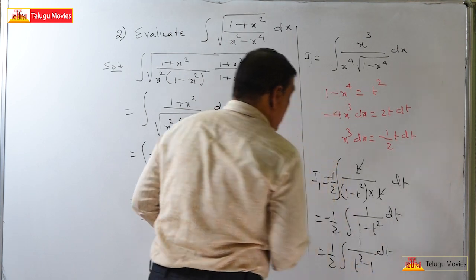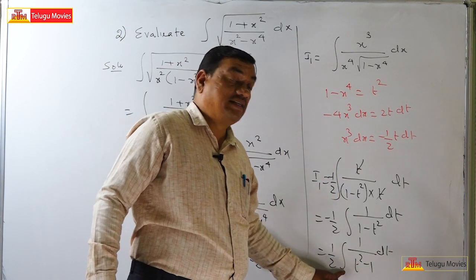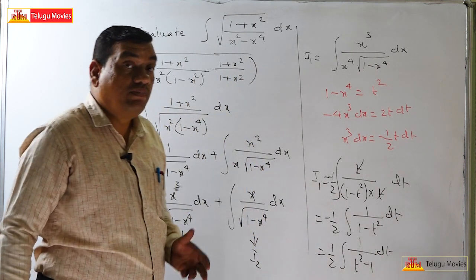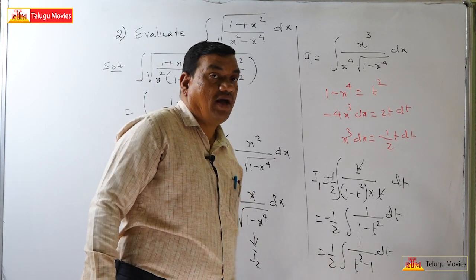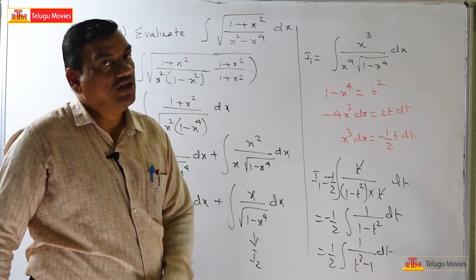So let us put it like this, otherwise 1 by 2 into the integral of 1 by t² minus 1 dt. So this is of the form 1 by x² minus a², which is 1 by 2a into log of x minus a by x plus a. That formula we will apply here. Okay, now let us continue the solution.